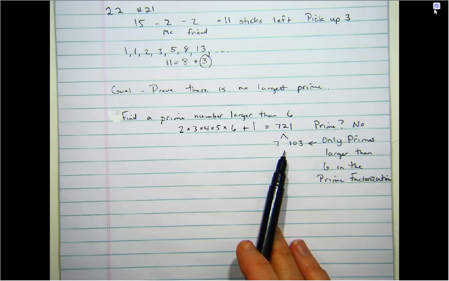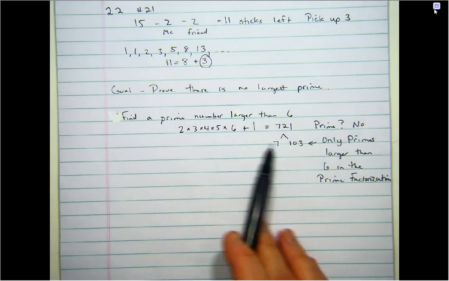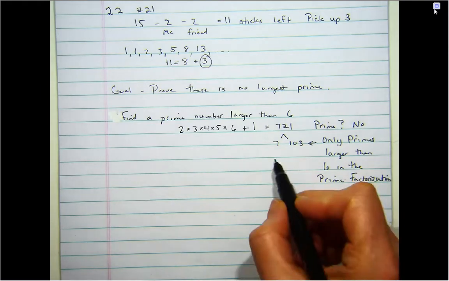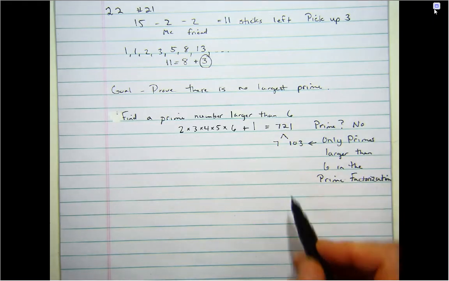And the prime factorization would only have primes larger than the 6 in it because of the way we constructed this. And so there we find a prime larger than 6. In this case, it was 7, so not that much larger, but it is larger than 6.